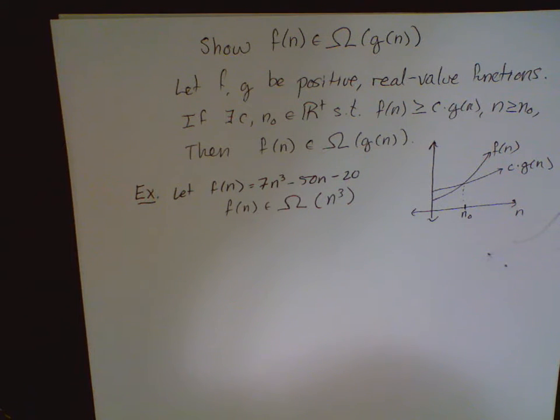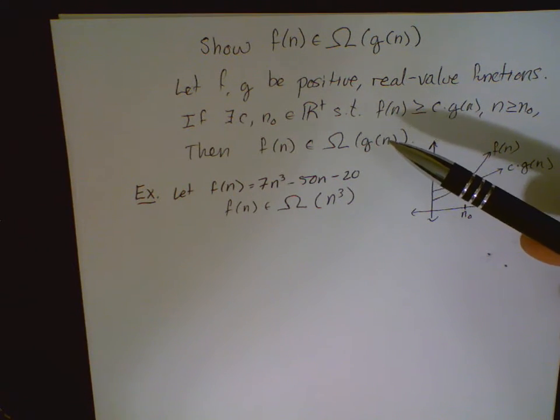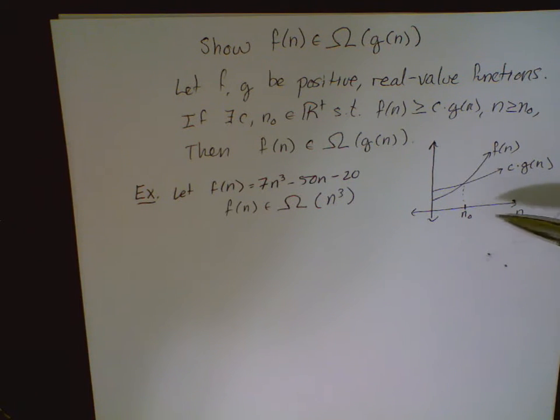So let's review what big omega means. We have f and g are positive real value functions. If there exist constants c and n naught that are positive real values, such that f of n is greater or equal to c times g of n, for n greater or equal to n naught, then f of n is big omega of g of n. So conceptually, f of n has a lower bound that's some factor of g of n.